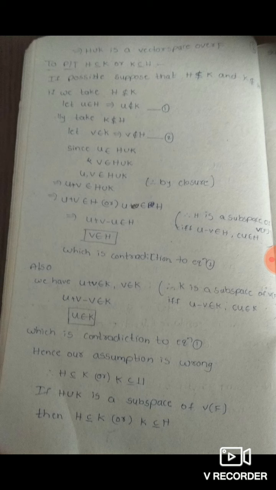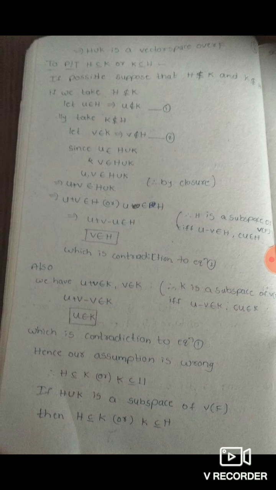That is, u plus v minus v belongs to K. V gets cancelled, so u belongs to K. Then from equation 1, this is a contradiction to equation 1. Contradiction means that in equation 1, u does not belong to K, but here u belongs to K. Therefore, our assumption is wrong. What is our assumption? H is not a subset of K and K is not a subset of H, and that is wrong. What arises? H is a subset of K or K is a subset of H.